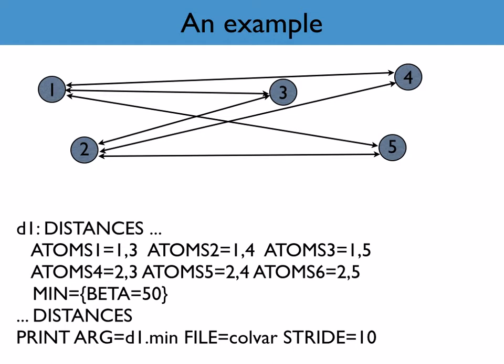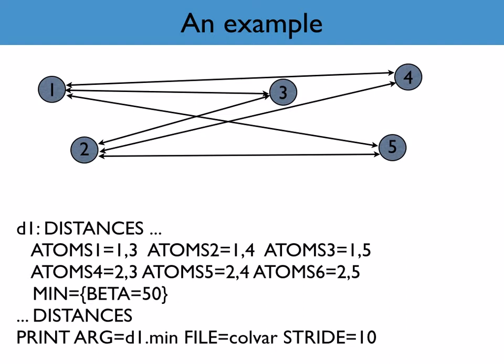Let's have a look at how multicolvars are used in practice. The command shown here tells PLUMED that the base quantities that it is calculating are the 6 distances between the atoms shown in the above figure. As you can see, each base quantity, each distance, that must be calculated is specified by using an atoms keyword, which is then followed by the 2 atoms that should be used in the calculation of this distance.